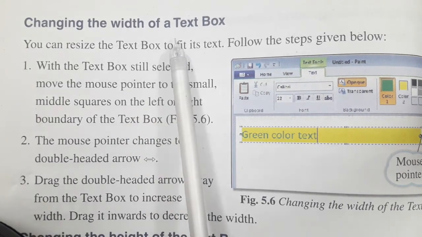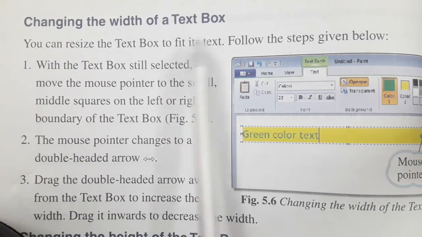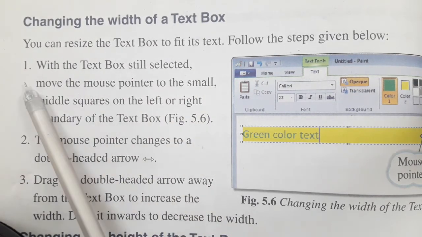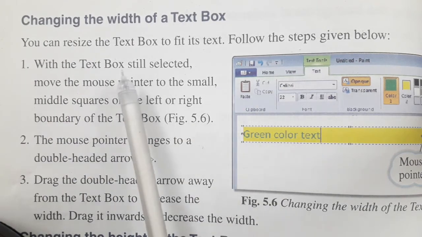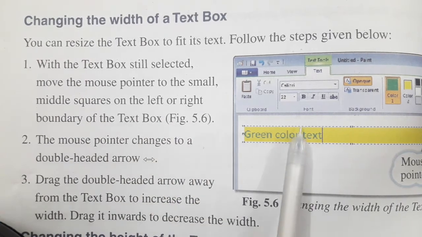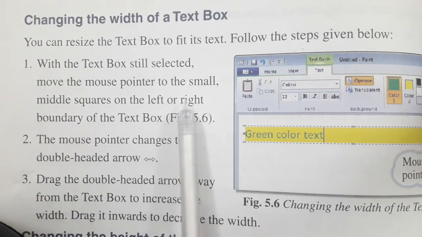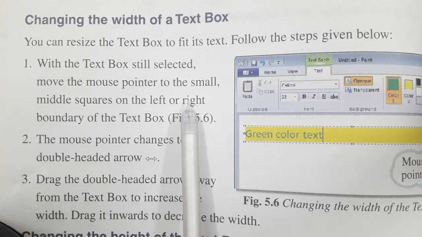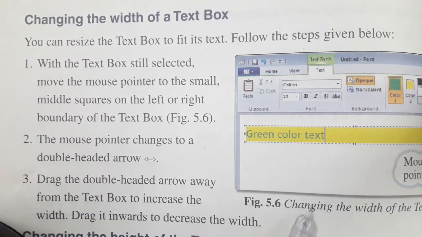Changing the width of a text box. So for changing the width of a text box, we have to follow these steps. Number 1, with the text box still selected, move the mouse pointer to the small middle squares on the left or right boundary of the text box, as you can see here in this figure.